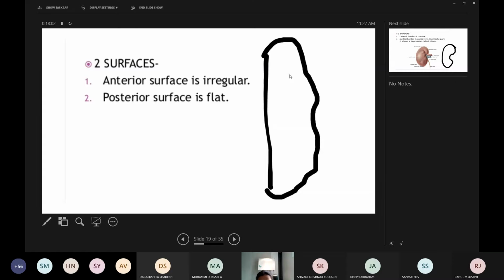This is the lateral view. You can see this is the anterior surface, which is irregular. This anterior surface comes in contact with the different viscera of the abdomen. This is the posterior surface, which is flat. This lies over the posterior abdominal wall on the paravertebral gutter. The posterior surface is flat, the anterior surface is irregular.